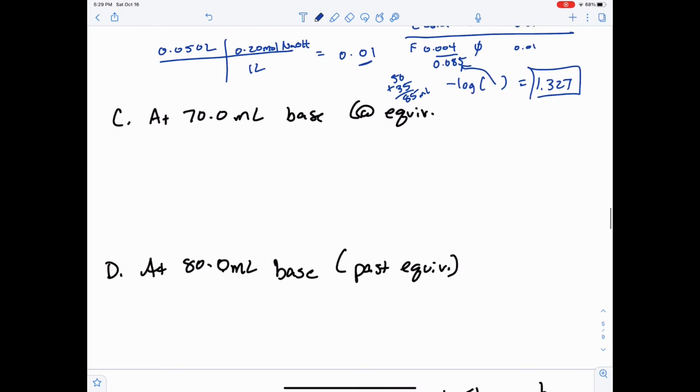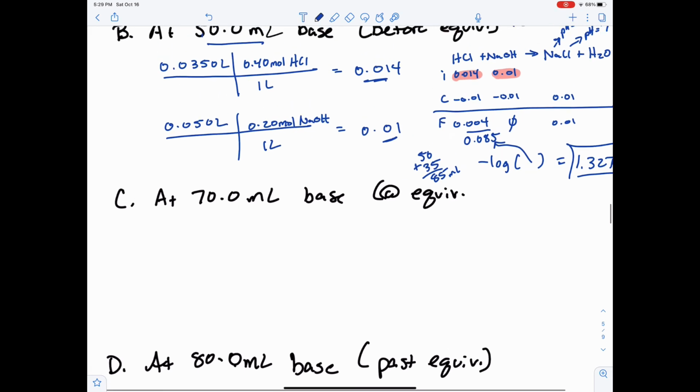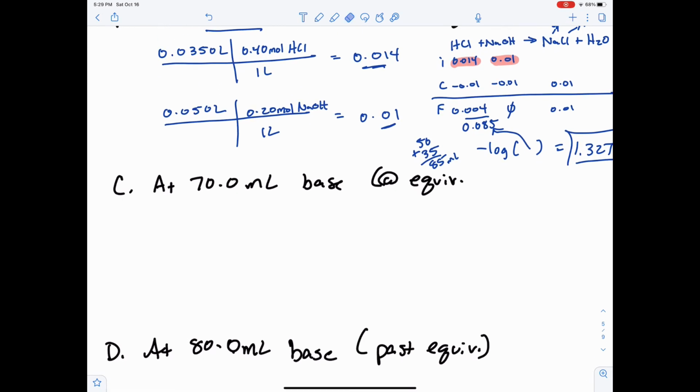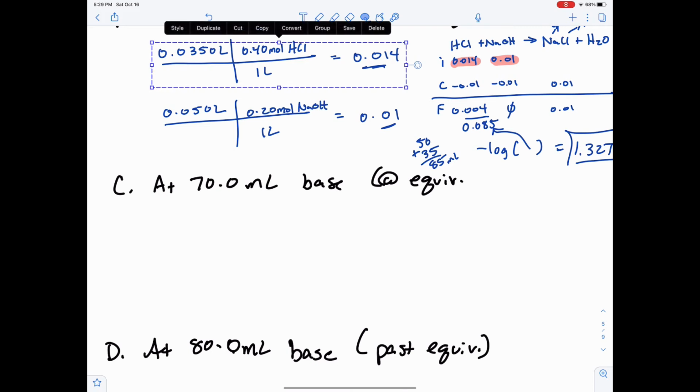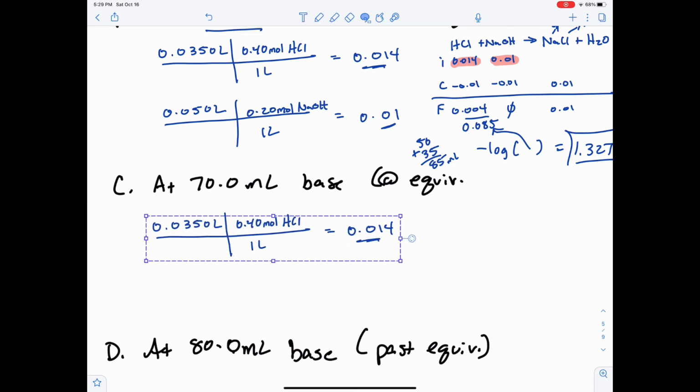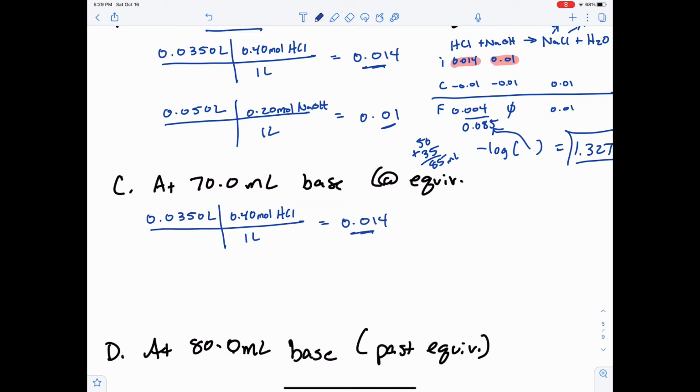Now we're going to go on and we're going to look at the 70 milliliters of base. That's actually at equivalence. You'll notice this number hasn't changed the whole time. It's because our acid is just always there. So we don't have to recalculate the acid, but we do have to change the base number. 0.070 liters times, again, that's our molarity of the base at the very beginning of the problem, in 1 liter. And that's going to give us, I don't know if you can see the 2 times the 7, that's going to be our same exact number. So that's what equivalence is when the moles of both of them are the same.